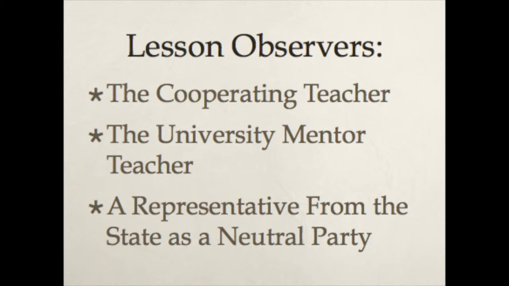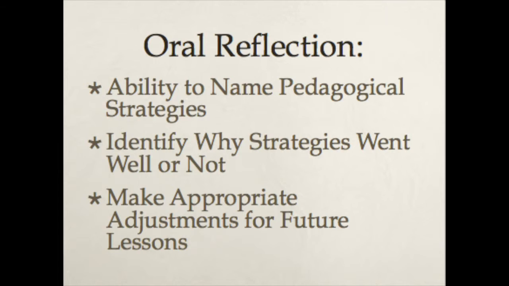Immediately after the observed lesson, the student teacher has an oral reflection on their lesson to be discussed with all observing parties. This means that the lesson could have gone perfectly well or not well at all, as long as the student teacher can name their strategies, identify why they did or did not work, and set an appropriate adjustment for the next lesson. They show passing competency skills.